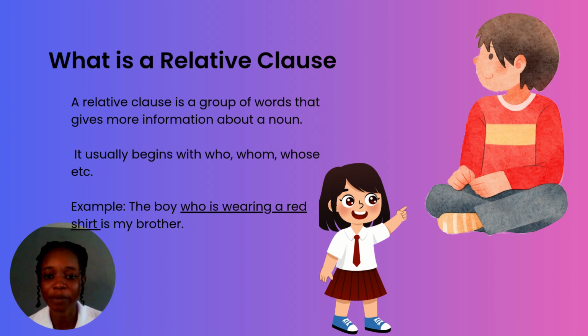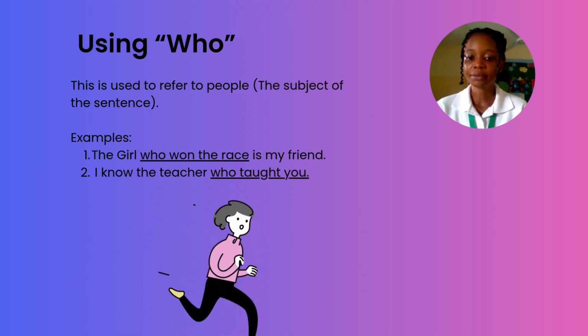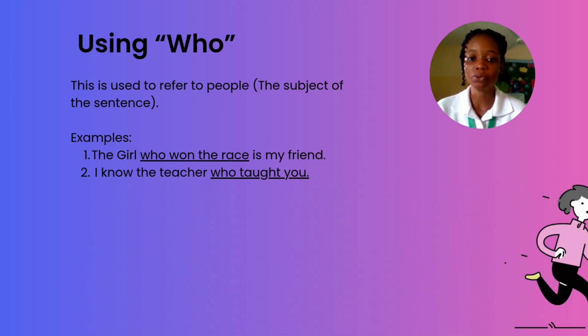We have an example on the screen. The boy who is wearing a red shirt is my brother. You can see the underlined words: who is wearing a red shirt. That is the relative clause in that sentence, and it's giving more information about the noun, the boy. So that's what a relative clause is all about. It just helps to give more information about the noun. Like I said, we're going to be learning how to use who, whose, and whom.